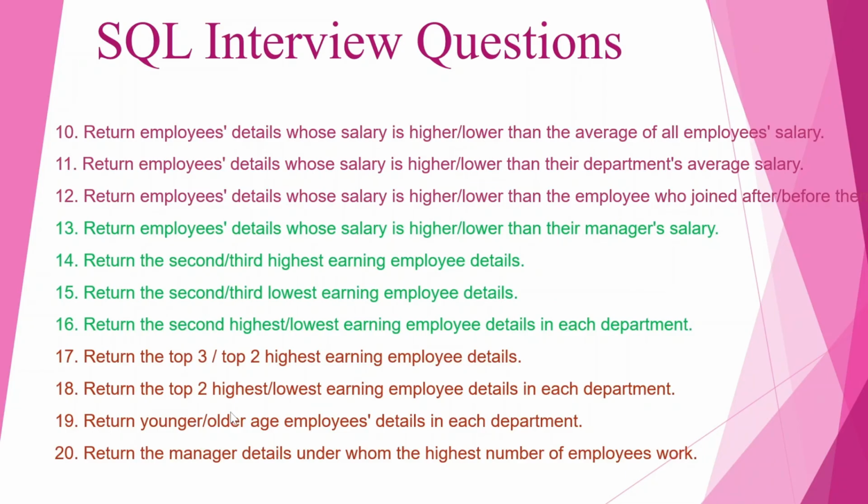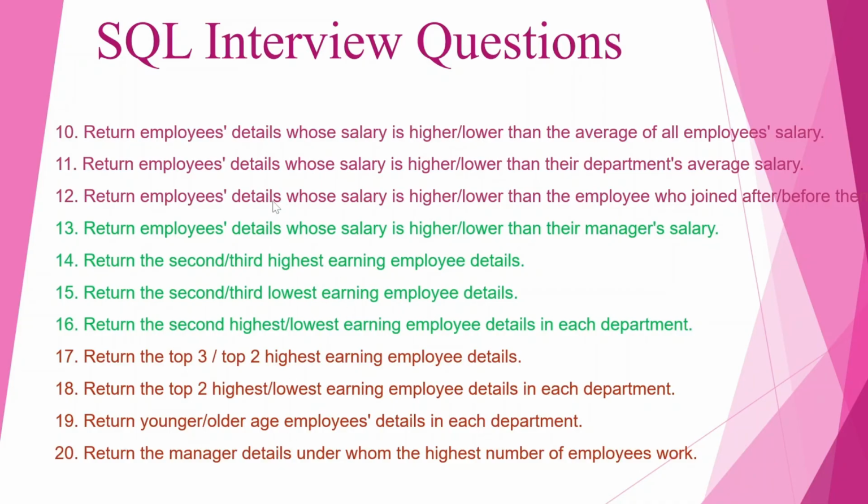Next one, the 20th and last question: return the manager details under whom the highest number of employees work. There are managers also given in our table. We need to find, manager wise, the number of people working under each, and then return only the highest one, meaning the highest number of employees working under that particular manager. Then we return that manager's details. We can solve this problem with the help of group by and count of the number of employees for each manager. So with group by we can easily solve this 20th problem.